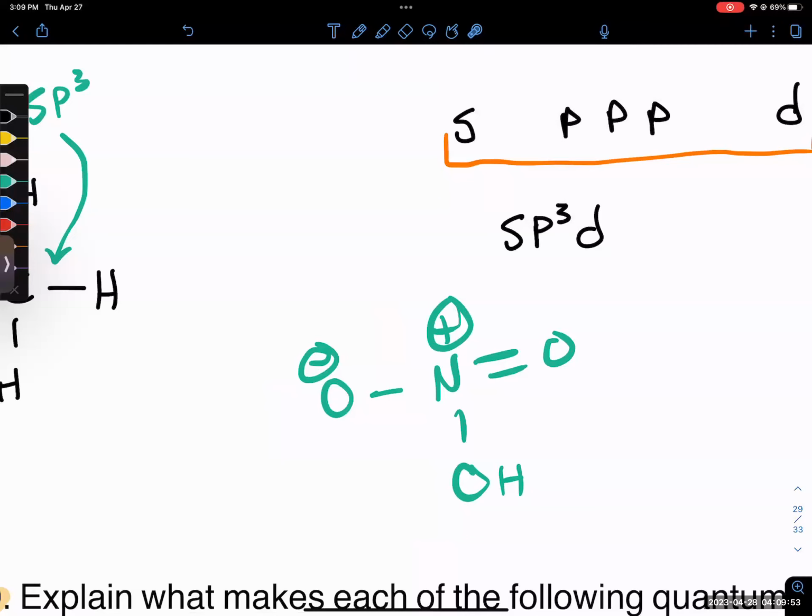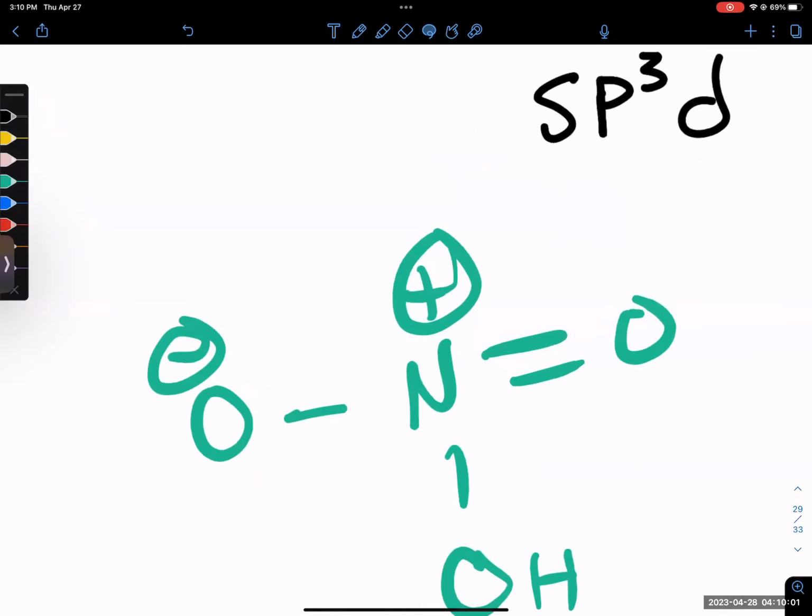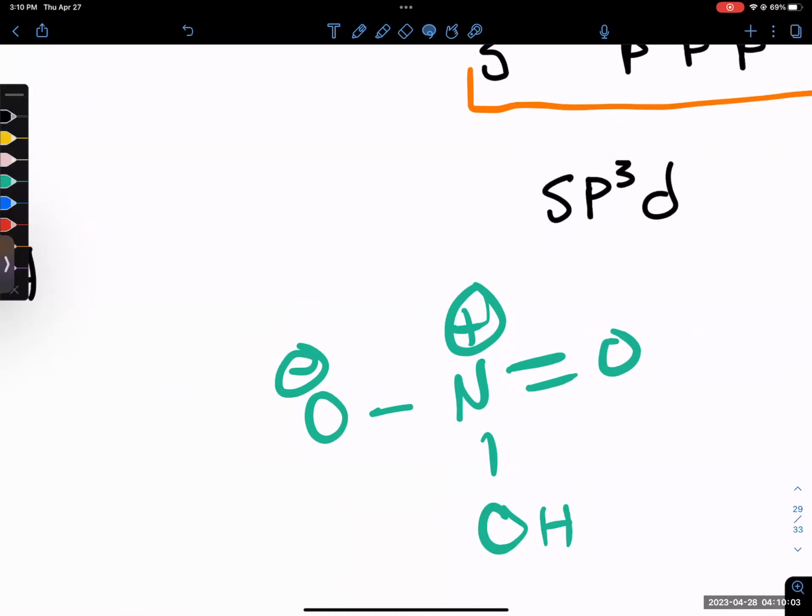Will they ever ask you which bond region or electron region is the s and which one's the p, or is it kind of hard? No, because each bond here is comprised of an sp2 hybrid orbital. So there's an sp2 hybrid orbital here, here, and here. The hybridization is a characteristic of the atom itself, not a single bond.